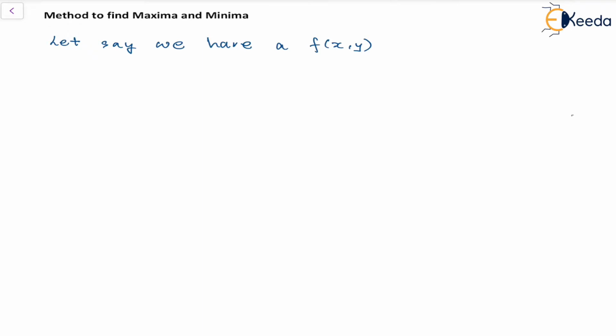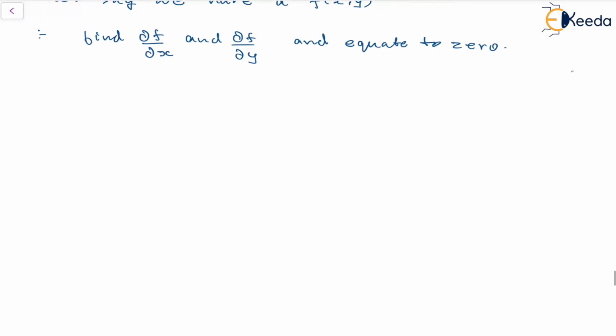Now, the first thing we need to do about this is to find ∂f/∂x and ∂f/∂y. That is partial derivative of f with respect to x and y both, and then equate it to 0. So we are going to set ∂f/∂x equal to 0 and ∂f/∂y equal to 0. Using this condition, we are going to find some of the coordinates, that is the simultaneous solutions of this equation.